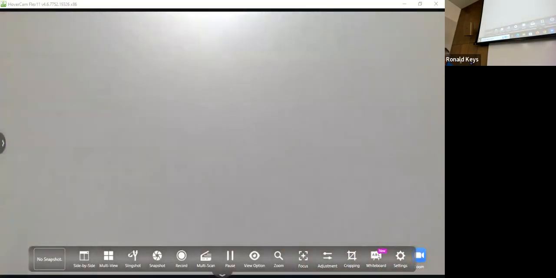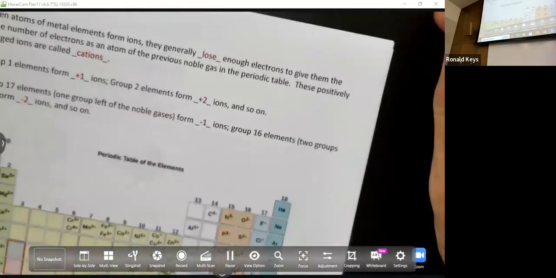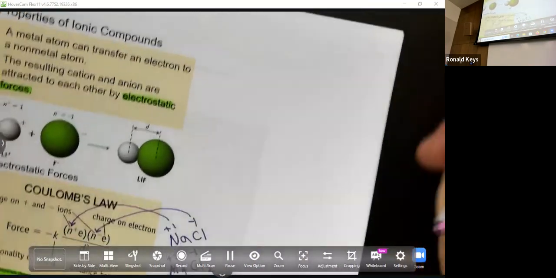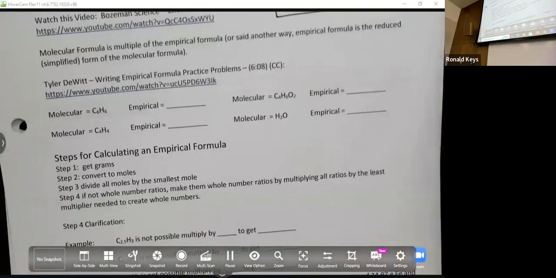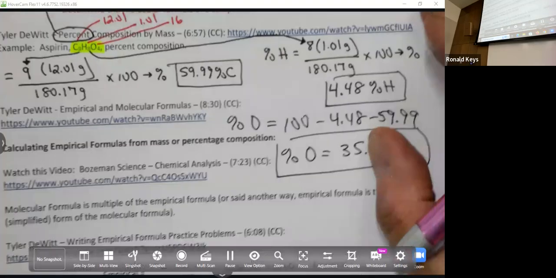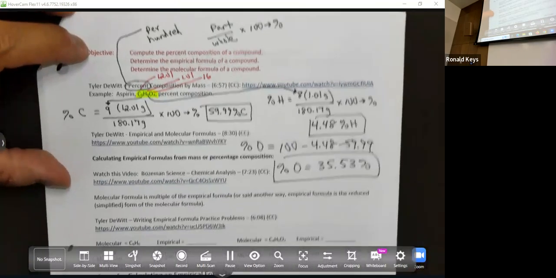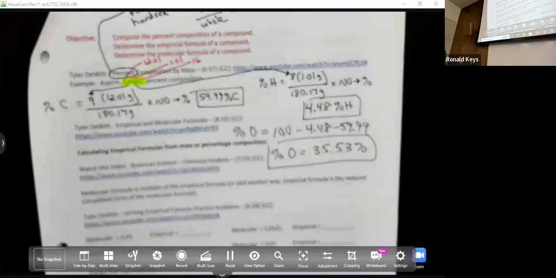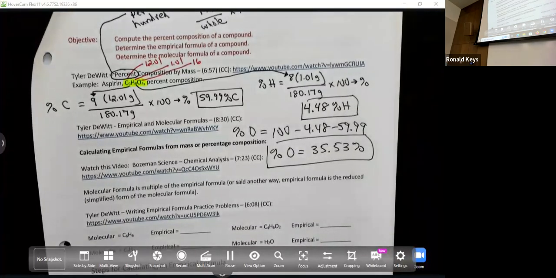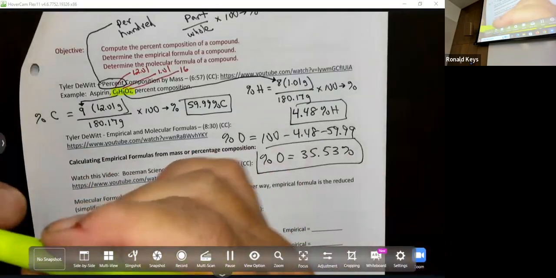All right, so let's finish this up here. We left off with percent composition on page 13. We did percentage composition when we left off. And now we need to use that information to do empirical and molecular formulas. So this is on page 13.